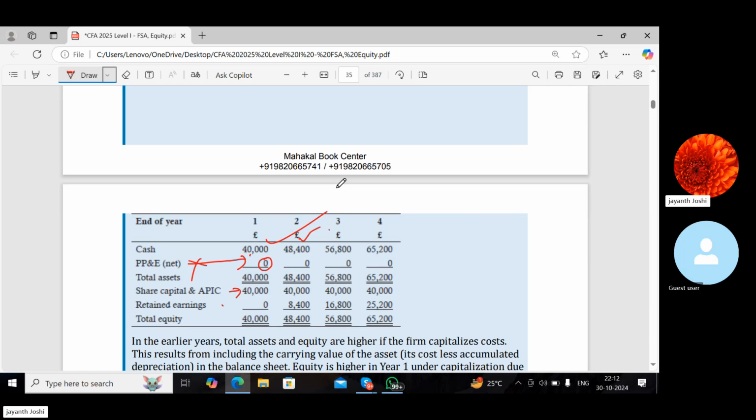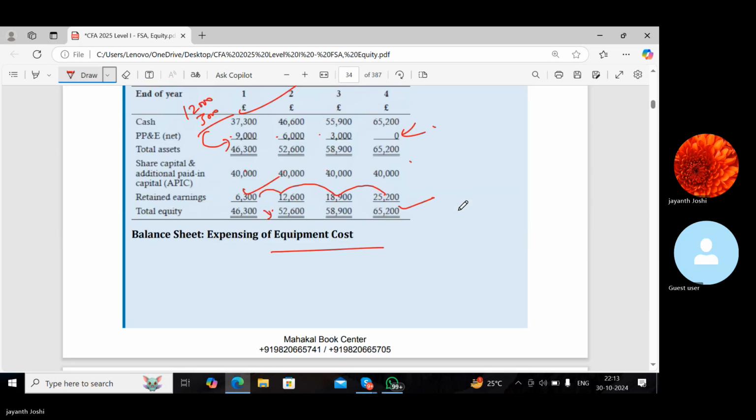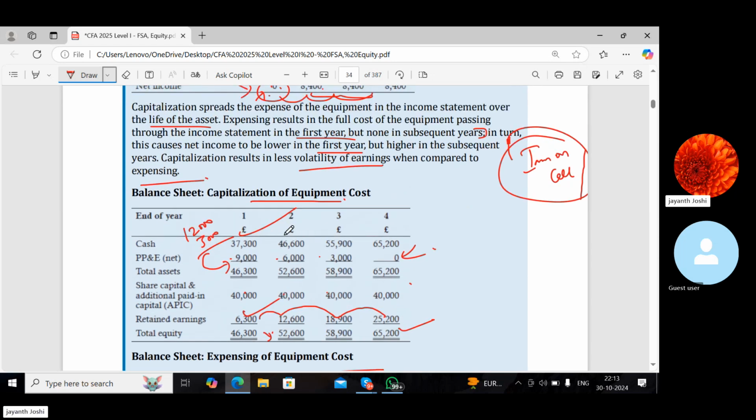What happens? See, when you are expensing, you must have seen that every year your cash balance is also increasing. How is the cash balance increasing? 37,300 plus 6,300, 6,000. Just a second.